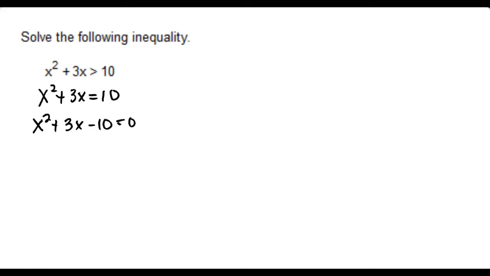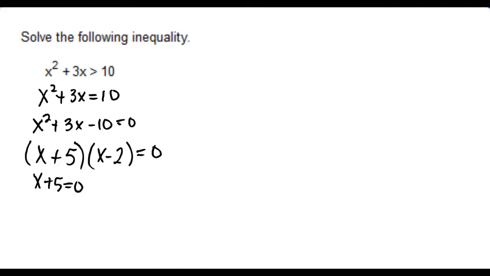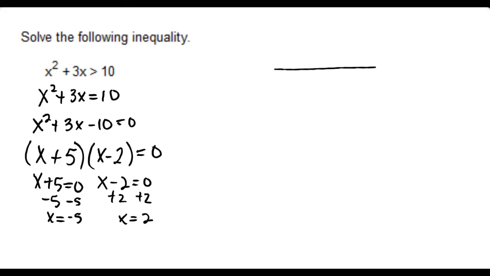So I have x squared plus 3x minus 10. We can factor this into x and x. 5 times 2 is 10, but plus on the 5, a minus on the 2. I can set each factor equal to 0 using the zero product property and get x equals negative 5 and x equals 2. I'm going to take those values and put them on the number line. I'm going to mark them out in order, negative 5 and 2.